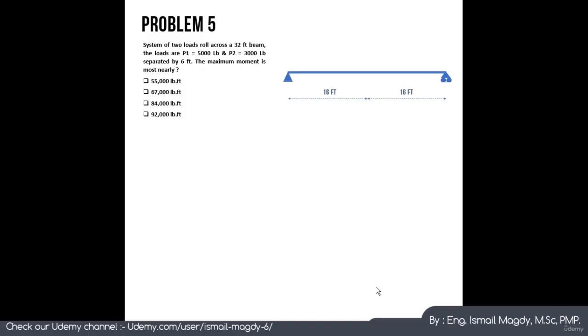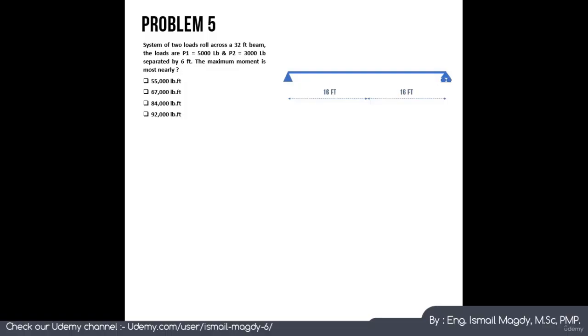So we have this exam problem. We have a system of two loads that roll across a 32 feet beam. The loads are P1 equals 5,000 pound and P2 equals 3,000 pound, separated by 6 feet. The maximum moment is most nearly. We want to calculate the maximum moment at this beam.